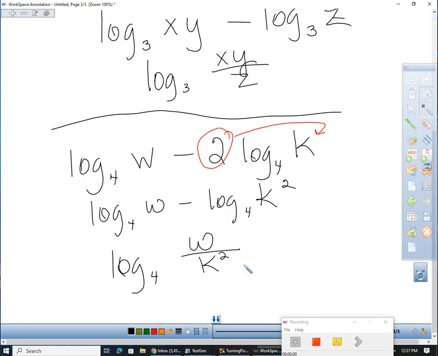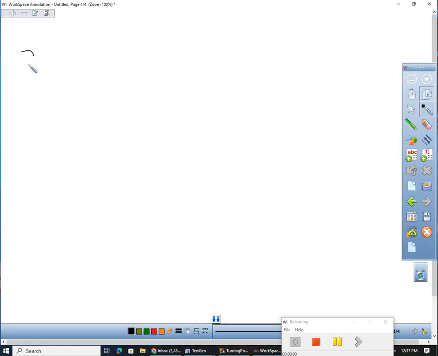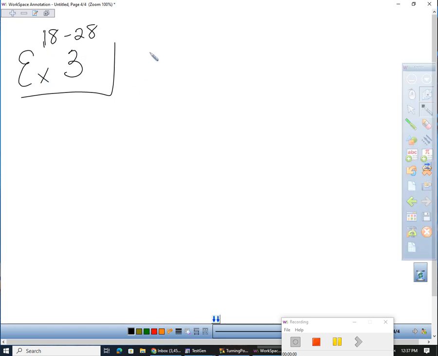Questions so far? All right. Example number 3. This is taking you to 18 through 28. Expand the log. All right, so we're going to do the opposite of what we just did.